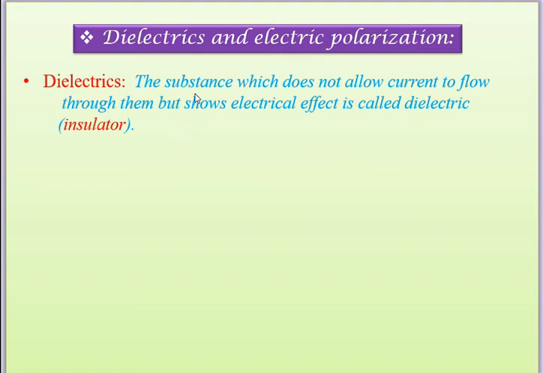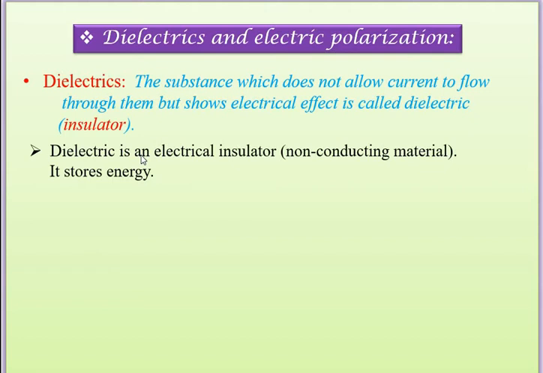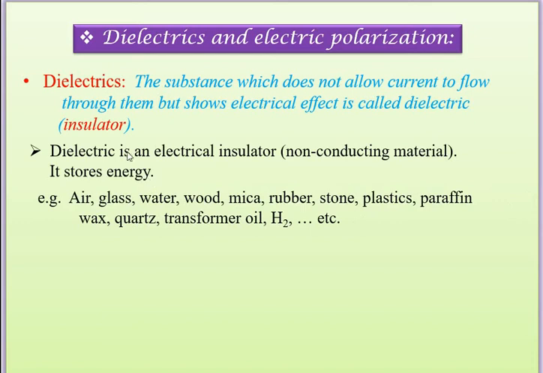See again the definition. The substance which does not allow the current to flow through them but shows the electrical effect is called dielectric, that is insulator. The dielectric is an electrical insulator, that is the non-conducting material, and it stores the energy. The examples for the dielectrics are air, glass, water, wood, mica, rubber, stone, plastic, paraffin, wax, transformer oil, etc.